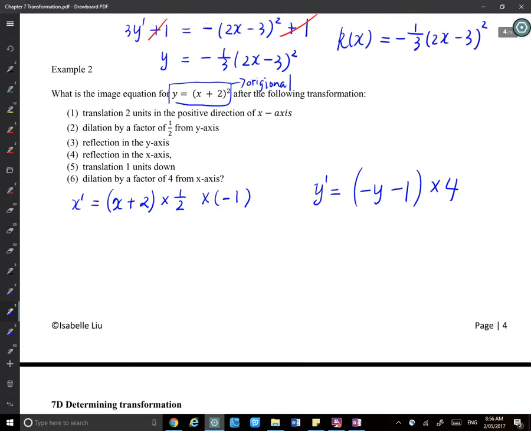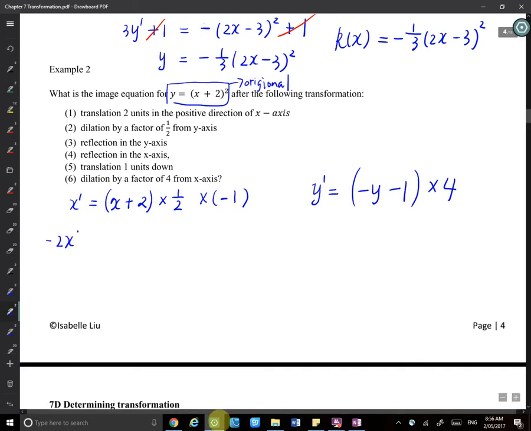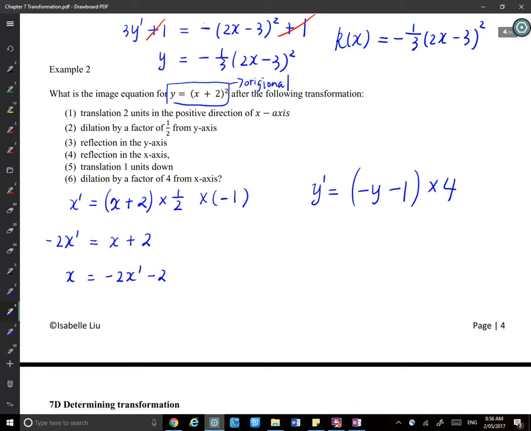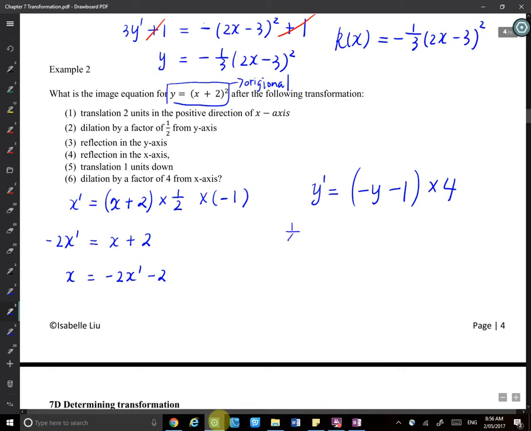Now I want to substitute, so I need to make x and y the subject. Negative 2x dash equals x plus 2. I times negative 2 on both sides, and x equals negative 2x dash minus 2. For the y side, a quarter y dash equals minus y minus 1. A quarter y dash plus 1 equals minus y. So y equals negative a quarter y dash minus 1.